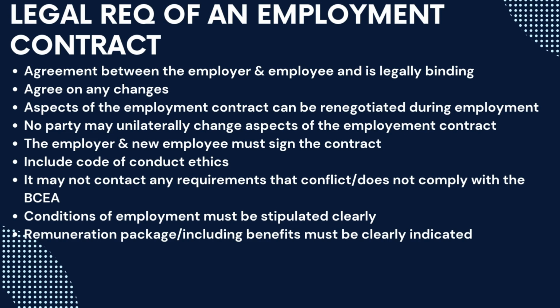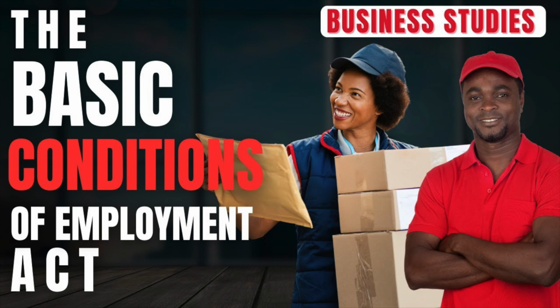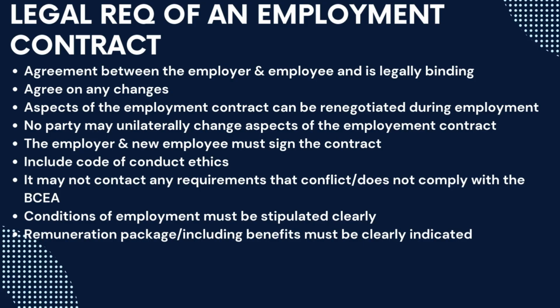Another legal requirement is that it may not contain any requirement that conflicts or does not comply with the BCEA. You remember the BCEA that we did? If you forgot it, we have a video that can remind you of the BCEA. Next point, the conditions of employment, duties, responsibilities or roles of the employee must be stipulated clearly in the employment contract. And our last point is that the remuneration package, including the benefits, must be clearly indicated in the employment contract.